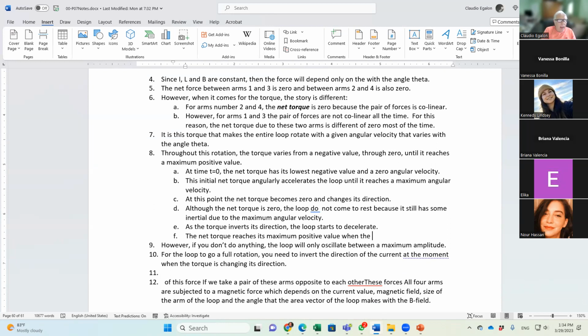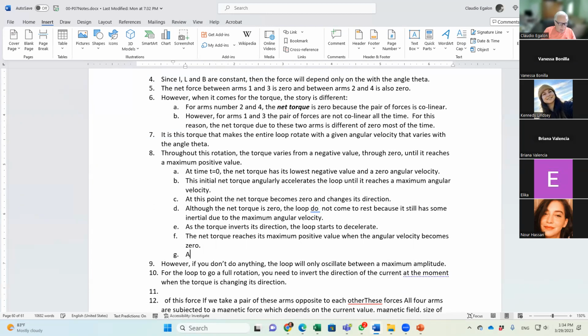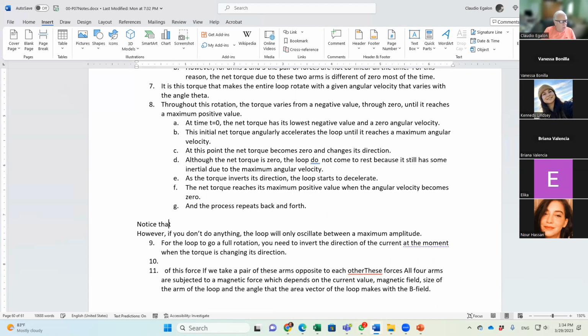When the angular acceleration becomes 0, the angular velocity is at its maximum, right? And the process repeats back and forth, back and forth. So note that in this case, the loop keeps oscillating back and forth.